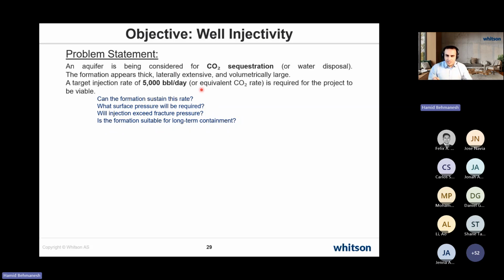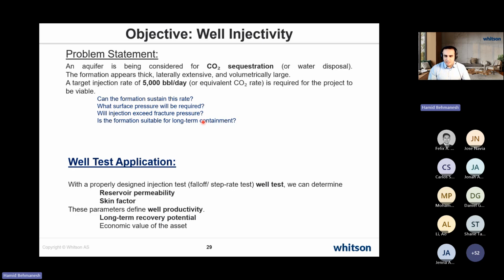Actually, if the formation can sustain the rate, if I start to inject at this rate, what would be the surface pressure? And if we continue with this injection rate, would we exceed the fracture pressure? There are some other relevant questions that are also very related to this, and we're going to give it some thought. This is the well test application part of that.